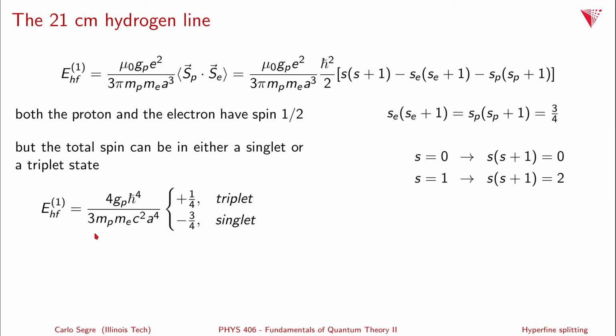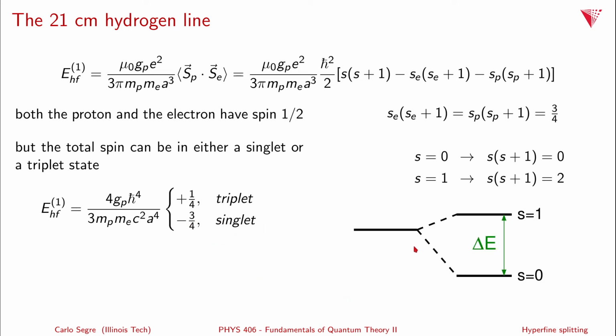So you have a splitting of the energies into two energies. One energy is for the triplet, which gives you a prefactor from here, which is 4 g_p ħ to the 4th, divided by 3 m_p m_e c squared a to the 4th. And you multiply it times 1/4. For the triplet state, it goes up by 1/4. And for the singlet state, it goes down by 3/4.